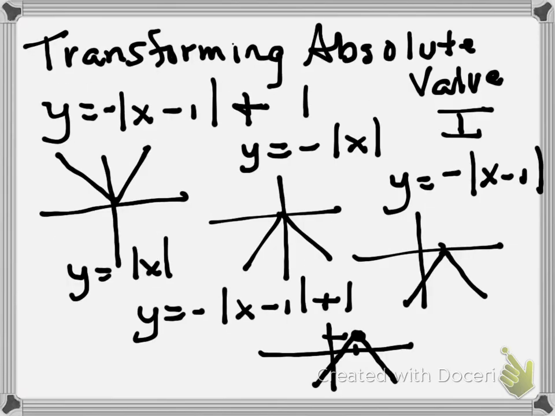So first I would think of what does the graph for y equals the absolute value of x look like? Then what happens? The negative flips it over the x-axis, so it's upside down. The -1 inside the absolute value moves it 1 to the right. If it was positive x plus 1, it would move it 1 to the left. And because it's a positive 1 after it, it moves it up 1. So I would think about breaking it down.